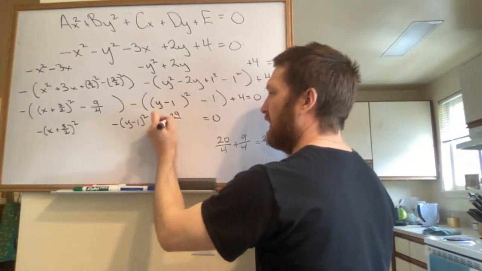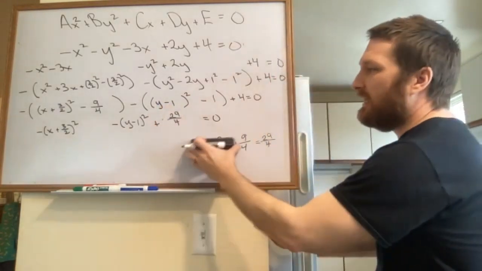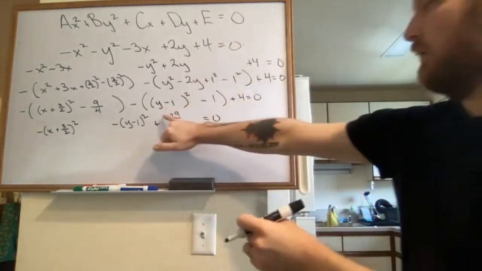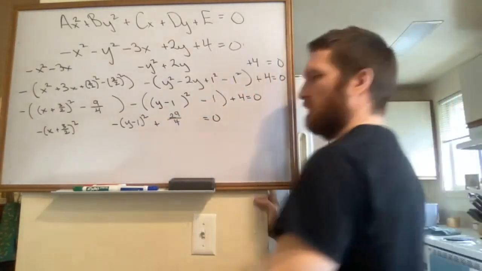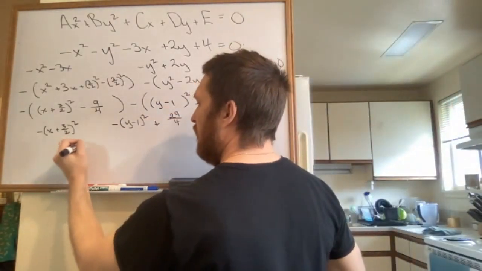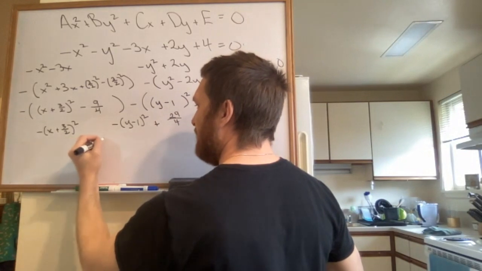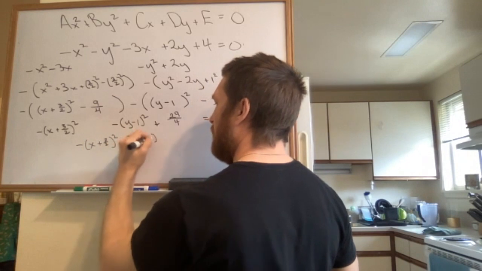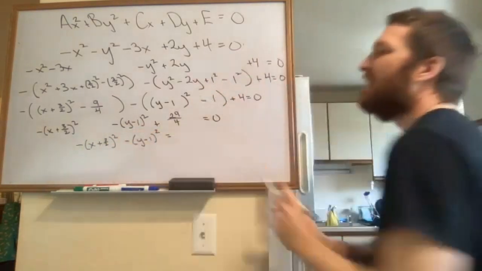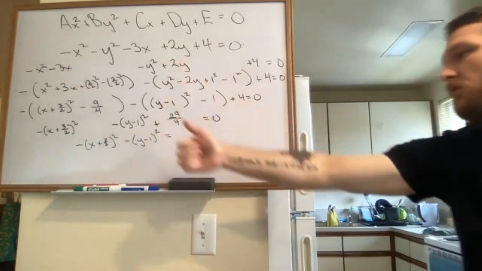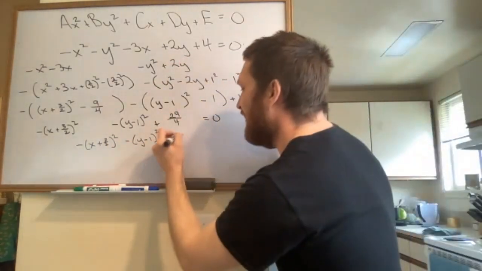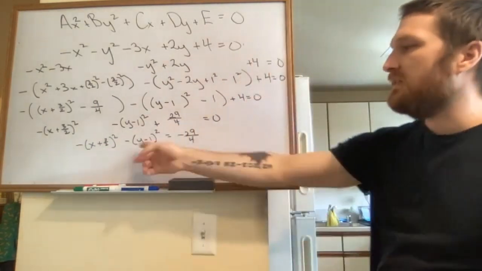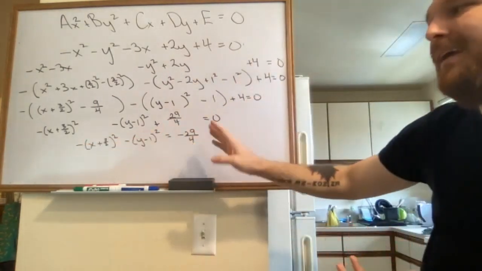Plus 29/4. Okay, so all I did is I just absorbed all those constants together, or condensed all of them together. So on the left-hand side, I have minus (x + 3/2) squared minus (y minus 1) squared equals, taking that positive 29/4 over to the other side gives me a negative 29/4. And we're like, oh no, it's negatives over here. Yeah, but it's a negative over here.